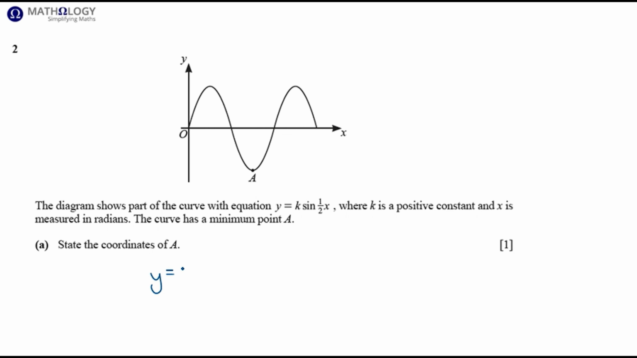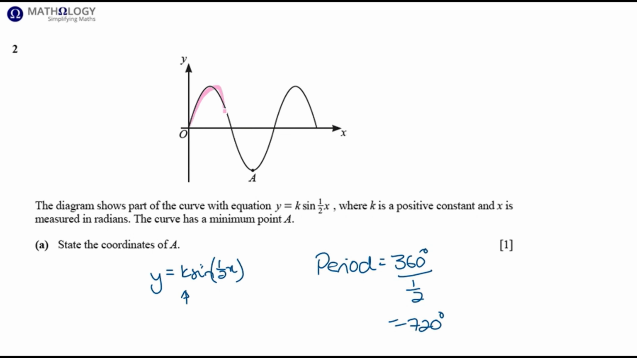Okay, so y equals k sine a half x. Now, k is the amplitude of this function. The period of the function will be 360 degrees divided by the coefficient of x, which is a half in this case. So the period is 720 degrees. That means one complete loop, which constitutes a crest and a trough, is going to be a single period. So if you like, it's a wavelength.